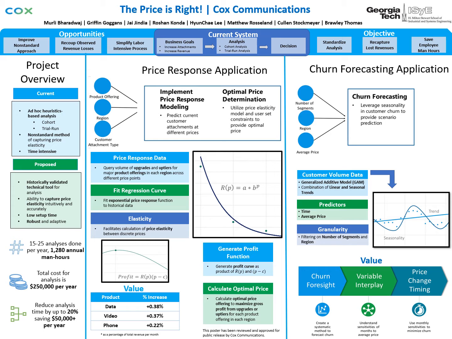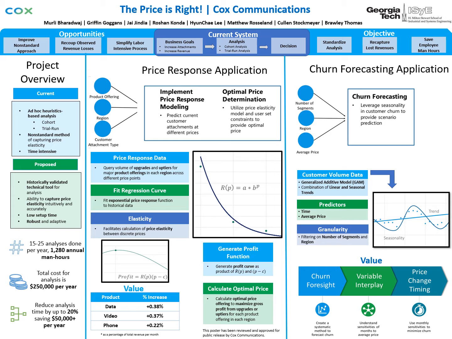Then we fit an exponential price response function to this historical data, and with this function we can easily calculate elasticity of price between different price points. In order to determine the optimal price, we first generate a profit curve as a product of the price response function and the difference between price and marginal cost. The maximum point on this curve is also the price at which we are maximizing gross profit from either upgrades or up tiers for a specific product in a specific region.